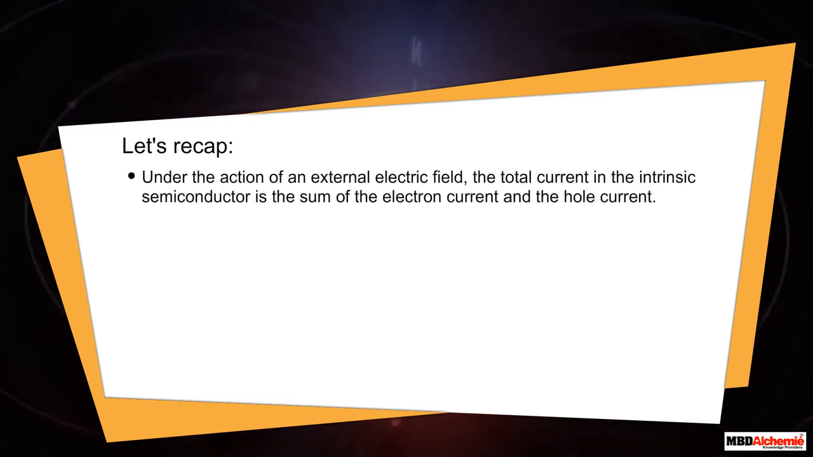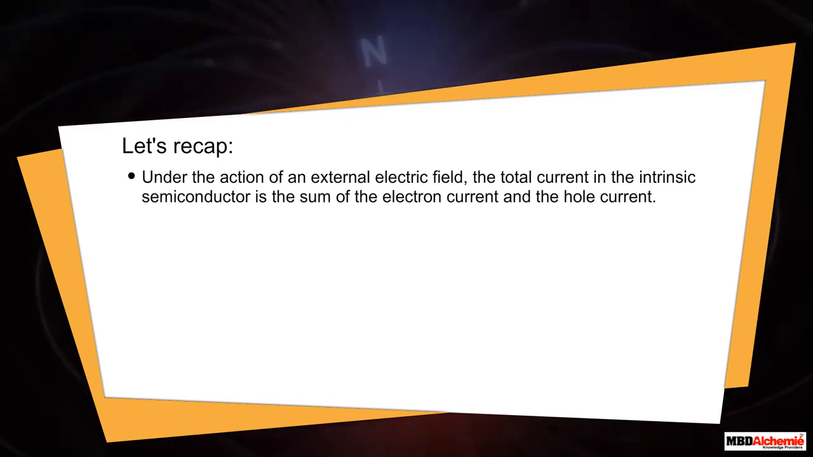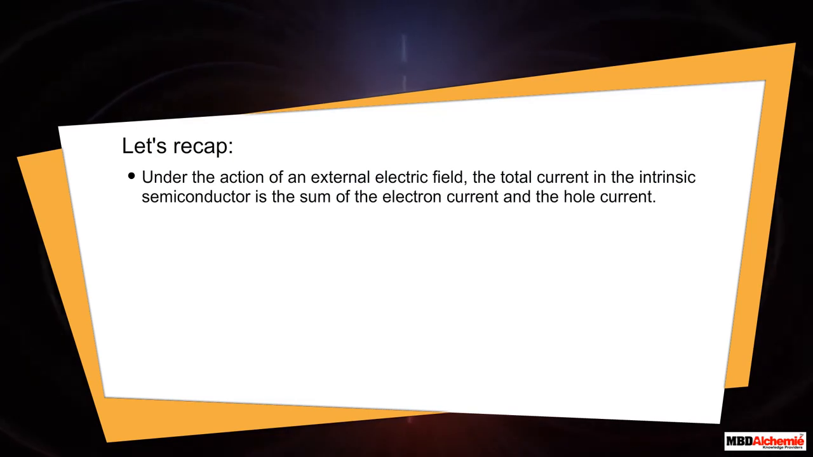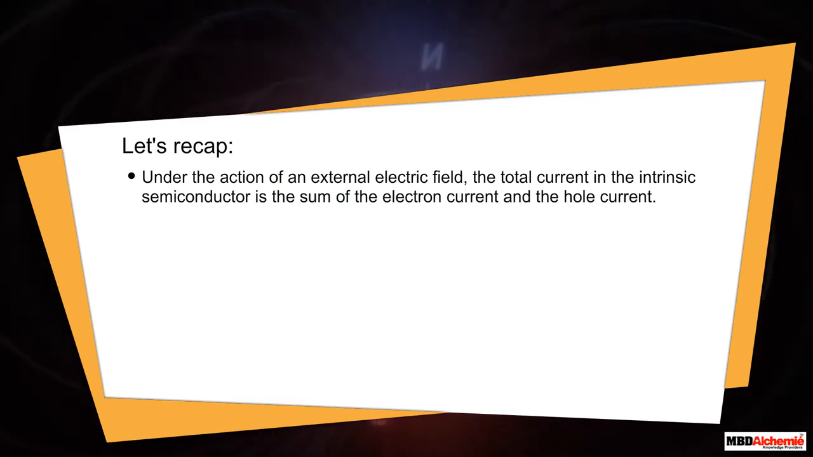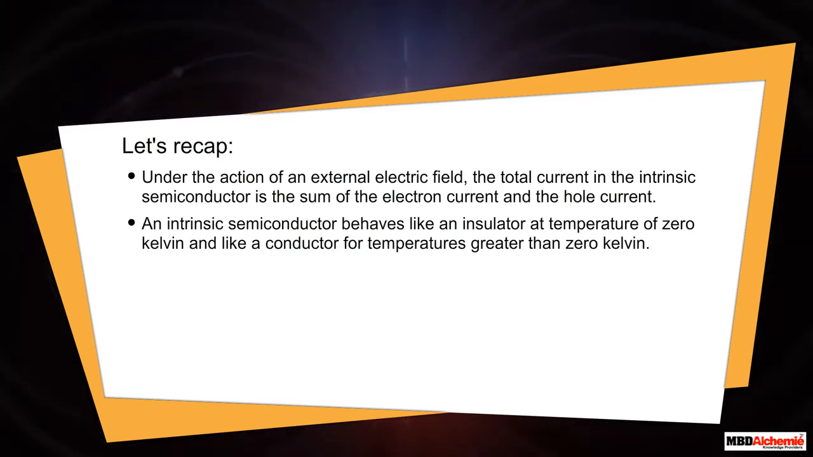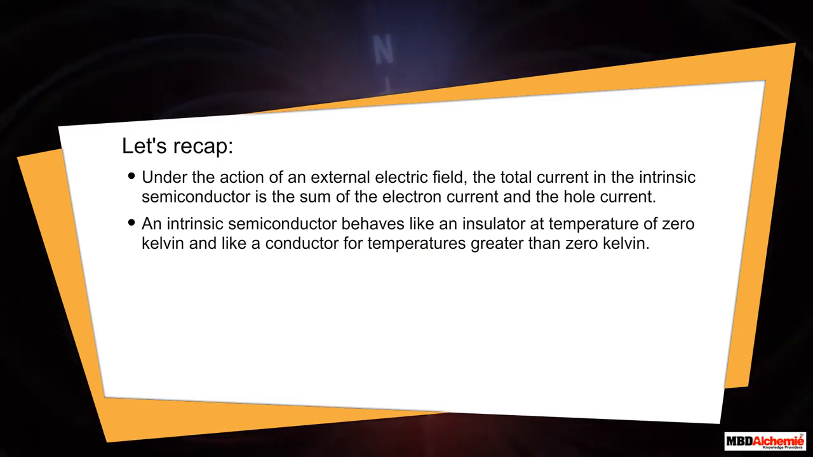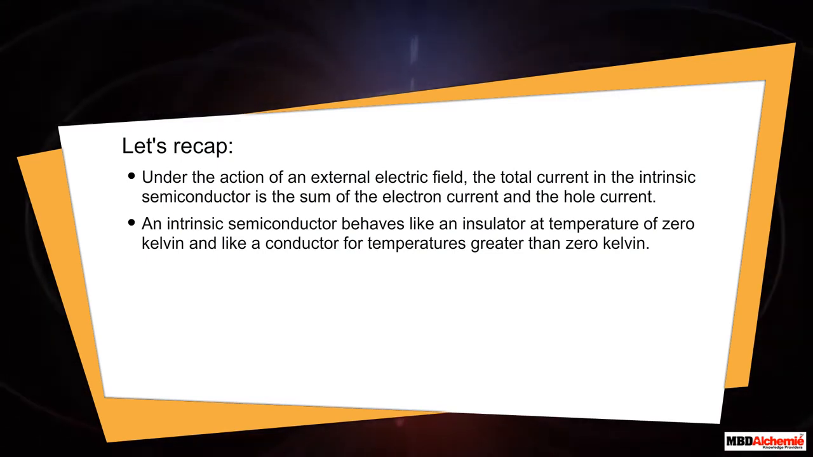Under the action of an external electric field, the total current in the intrinsic semiconductor is the sum of the electron current and the hole current. An intrinsic semiconductor behaves like an insulator at temperature of 0 Kelvin and like a conductor for temperatures greater than 0 Kelvin.